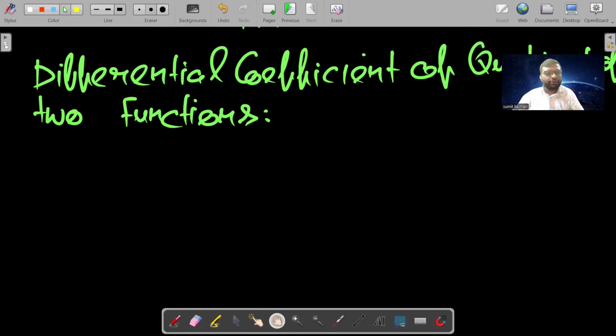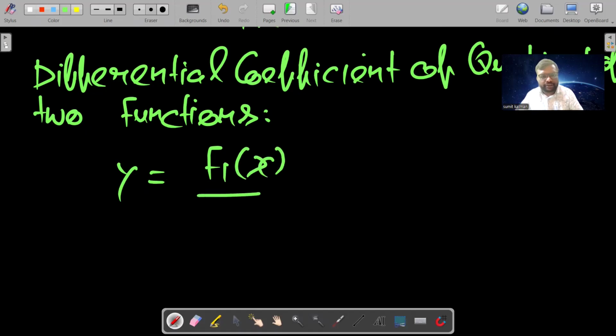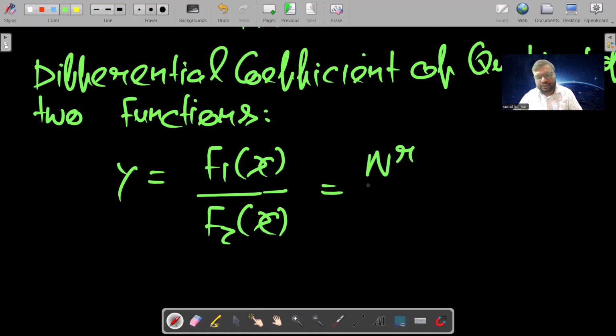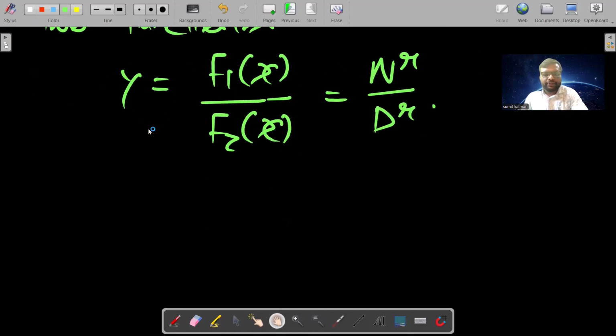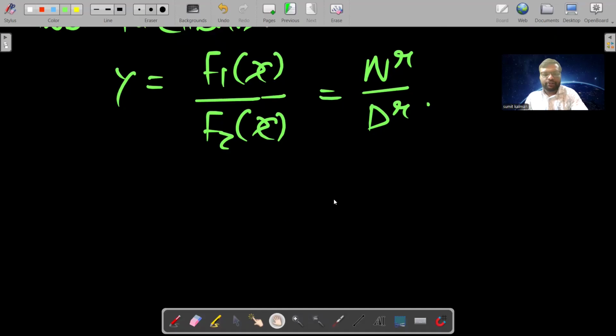Suppose you have y is equal to f1(x) upon f2(x). We have the function y in the form of numerator and denominator. Here I am denoting numerator by nr and denominator by dr. Now students, we will find its differential coefficient, that is dy upon dx. So just see how to find.